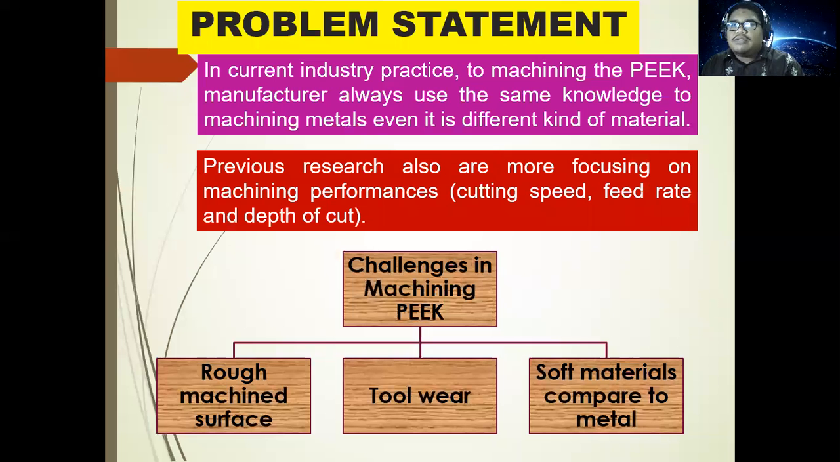The problem statement for the research is that in current industry practice, to machine PEEK, manufacturers always use the same knowledge as machining metals, even though they are different kinds of materials. Furthermore, previous research focused more on machining parameters such as cutting speed, feed rate, and depth of cut, while challenges in machining PEEK include rough machined surface, tool wear, and soft material compared to metal.